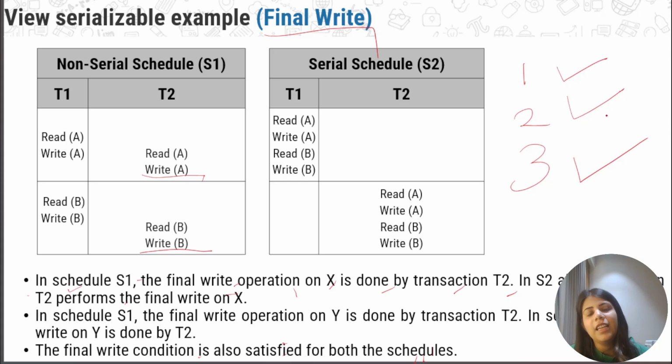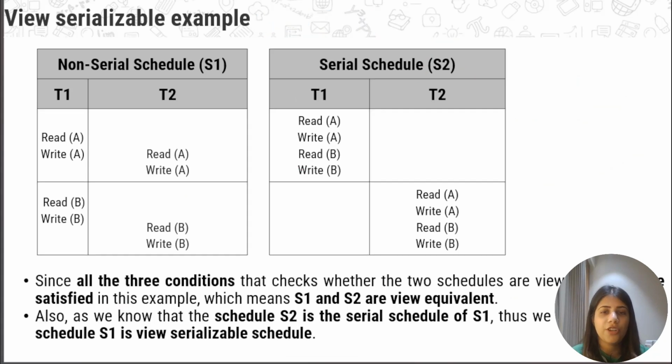What does that say? S2 is the serial schedule of S1, which means they are view serializable. Since all three conditions that check whether two schedules are view equivalent are satisfied in this example, S1 and S2 are view equivalent. Also, as we know that schedule S2 is the serial schedule of S1, we can say that schedule S1 is a view serializable schedule.